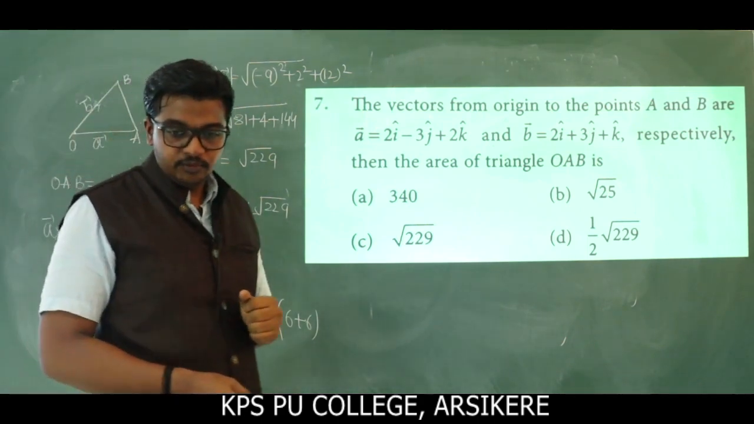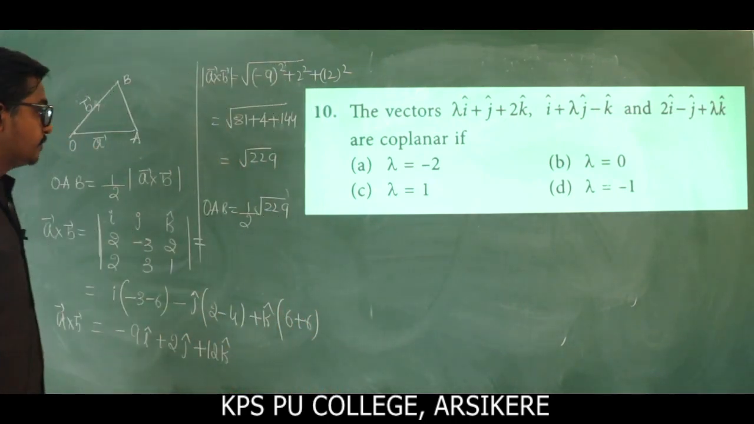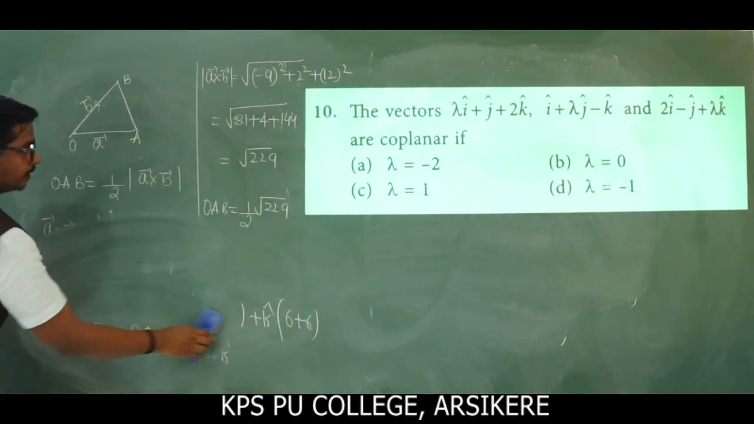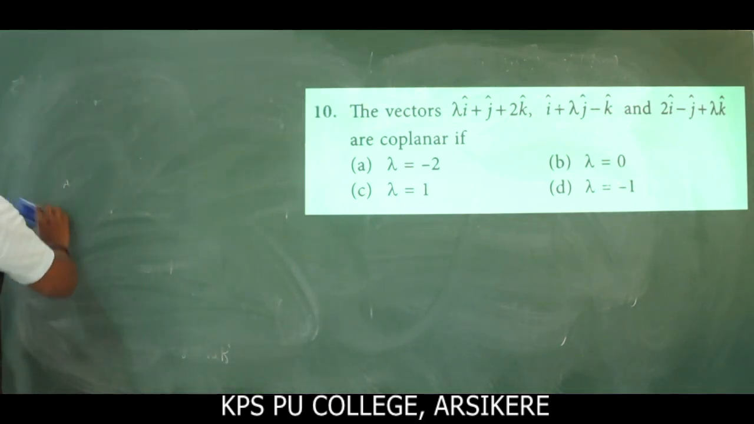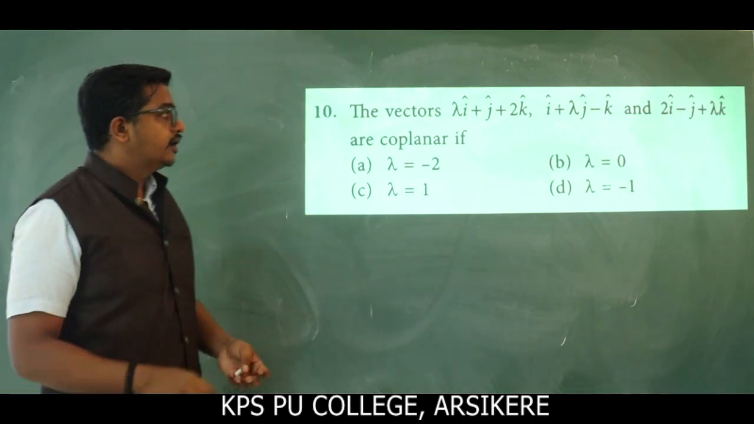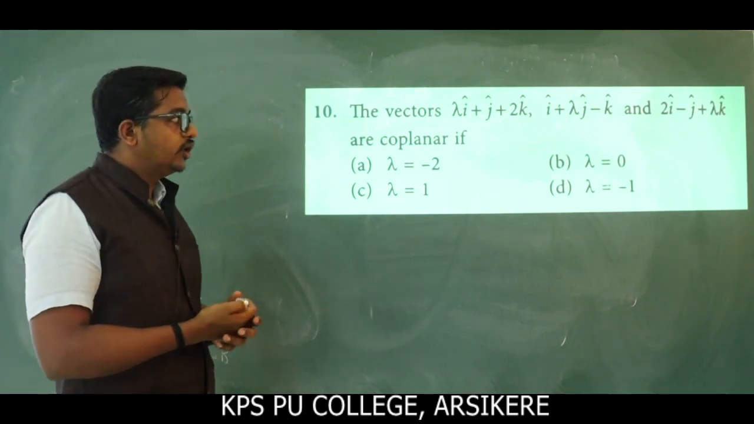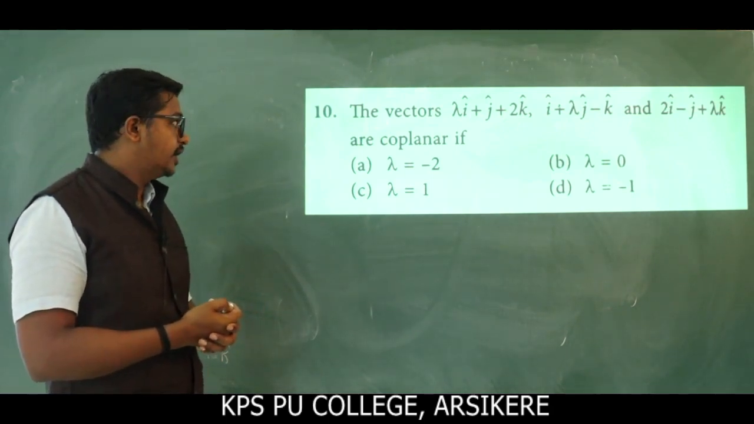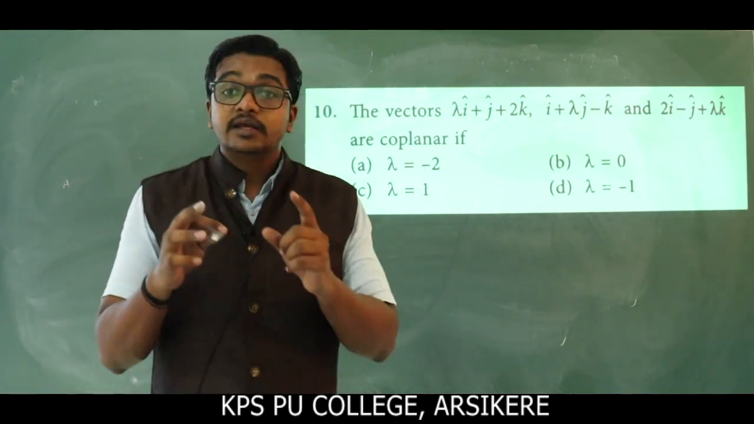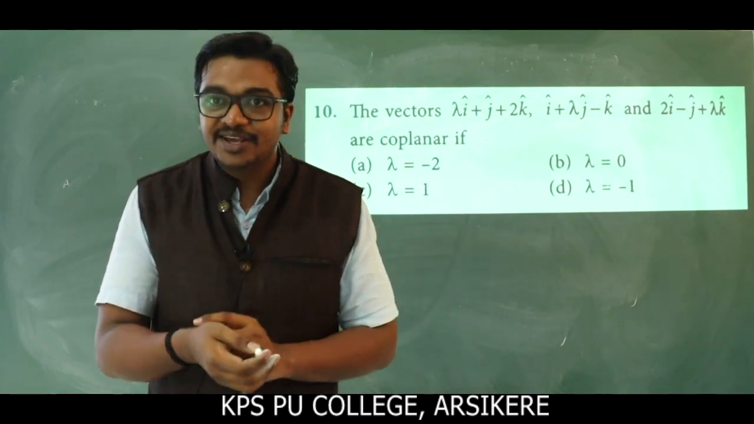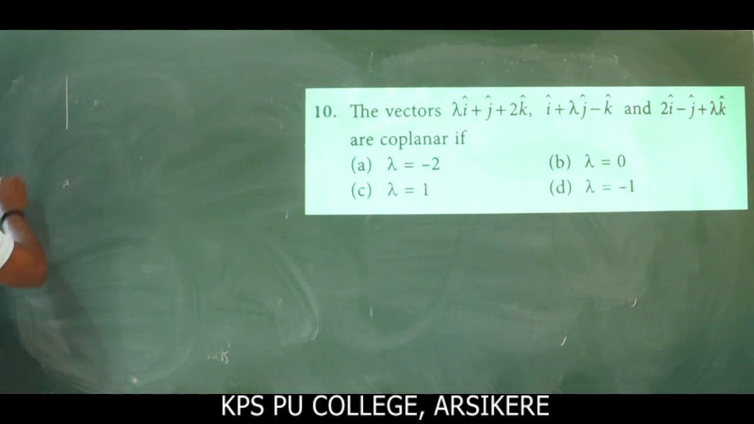Now dear students, we are moving to the next question. The vectors lambda i cap plus j plus 2k, i cap plus lambda j cap minus k cap, and 2 i cap minus j cap plus lambda k cap are coplanar if. So when they are coplanar, obviously the corresponding scalar triple product is equal to 0. We follow the same thing here. Therefore directly consider the scalar triple product.